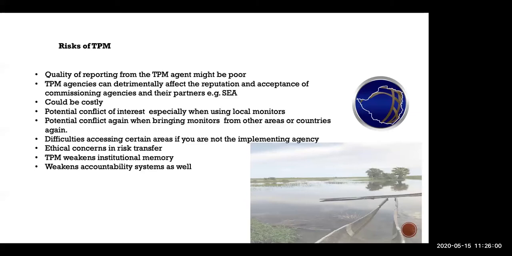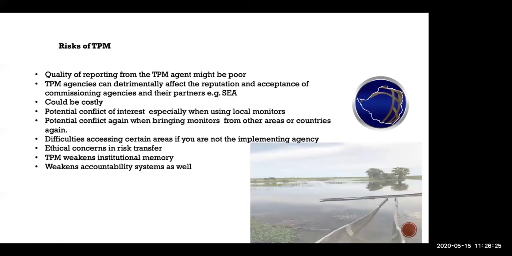Then difficulties accessing certain areas if you're not the implementing agent. What do I mean? Sometimes it is much better to work with people. If you're from, for example, a donor organization, an implementing partner is working in a certain place, because the people are going to the field every day, they end up having relationships with the beneficiaries or with the local leaders from that particular place.